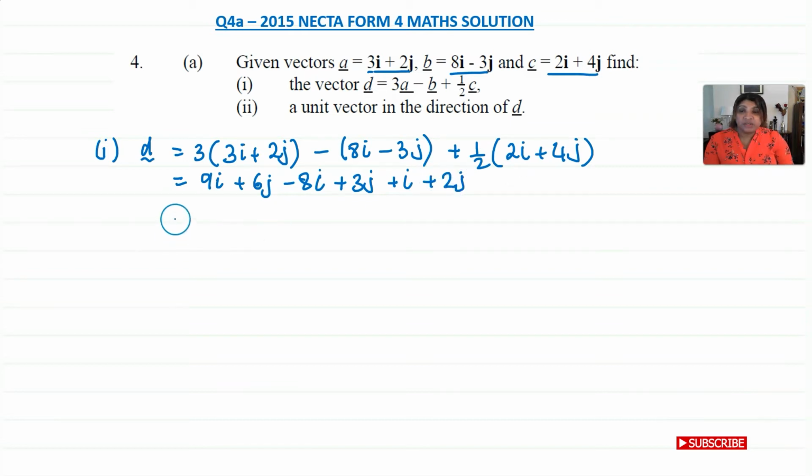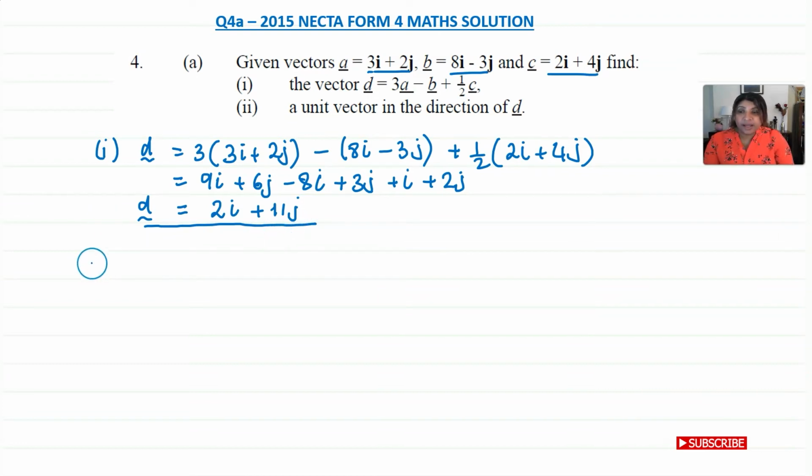Now we're just going to collect the i's together and j's together, so 9i, take away 8i, this will give you 1i, plus one more i will give you 2i's, and then now j's, 6j's plus 3, that's going to give you 9j, plus 2, that's going to give you 11j. So vector d then is given as 2i plus 11j.